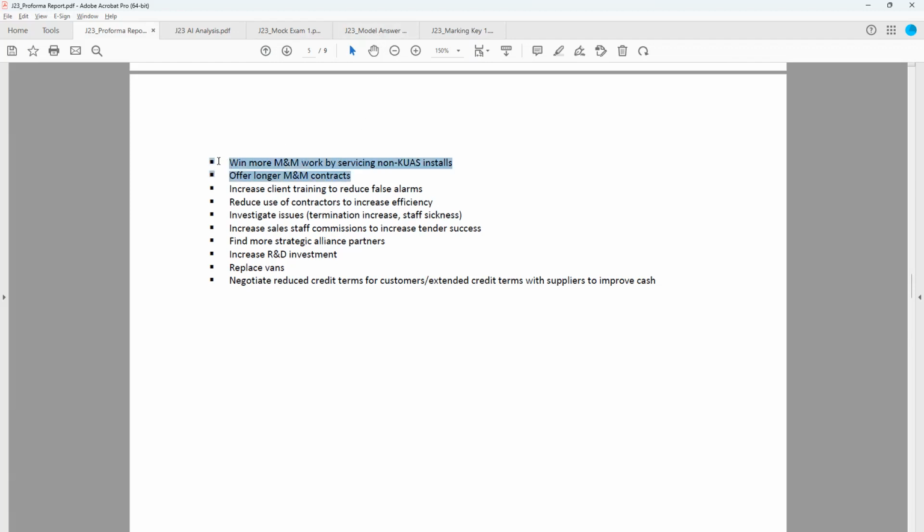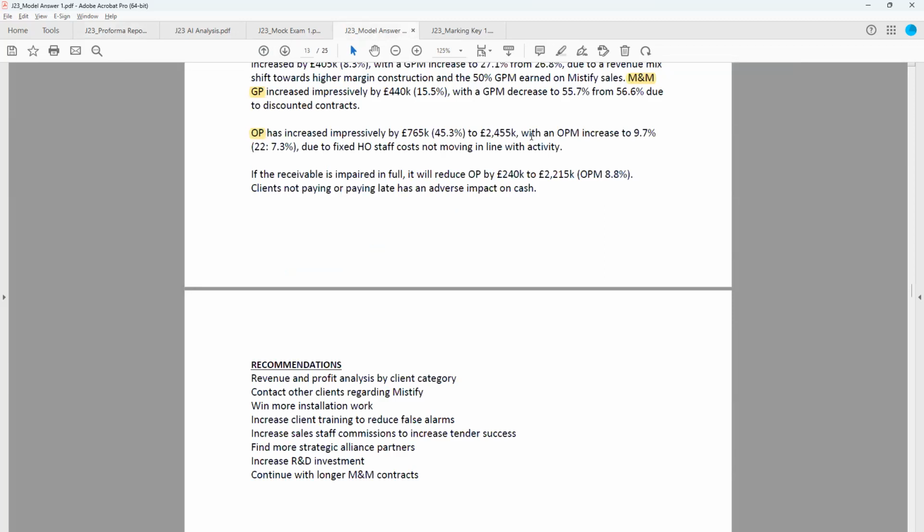It's no good suggesting these here because they've already done that. So you can see why you need to think of action points based on what's happened in the scenario. Increasing R&D investment is a good one here because, of course, we know that that's reduced in the year. We wouldn't suggest replacing vans because they've just got a new fleet.